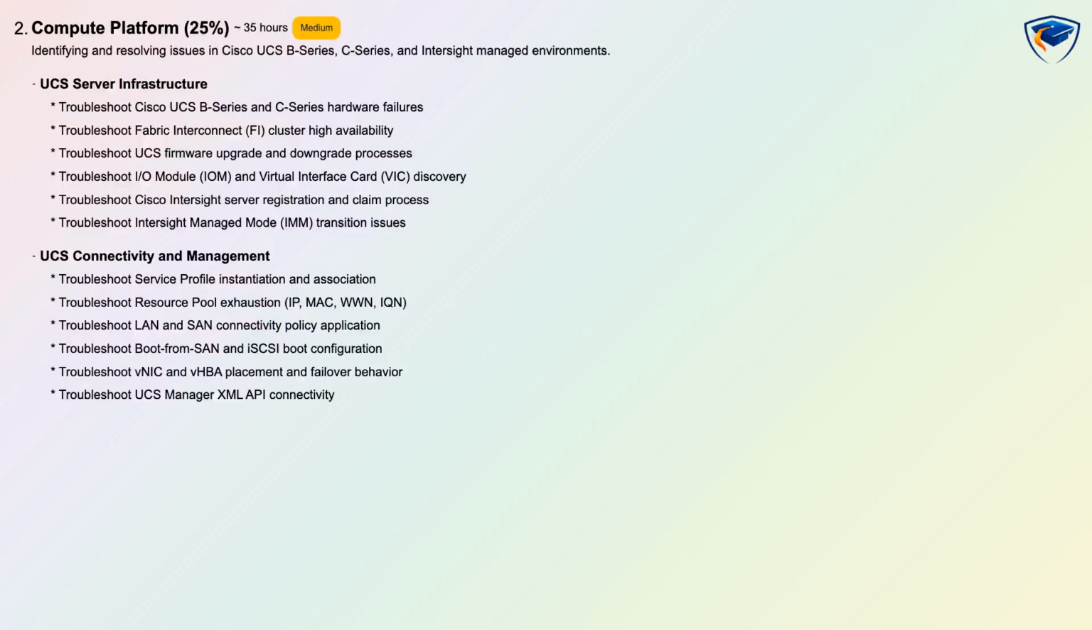Compute platform is 25% of the exam, rated medium, with about 35 hours of study and scenario-based assessment exercises focused on Cisco UCS and Intersight managed environments. You will learn to identify and resolve hardware and management issues across UCS B-Series and C-Series servers, handle fabric interconnect cluster availability, manage firmware upgrades and downgrades safely, and discover IMC and VIC devices correctly.